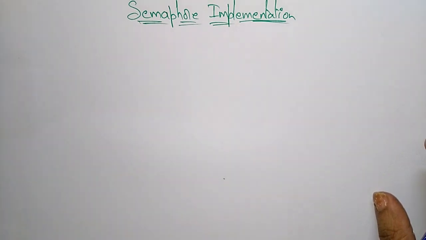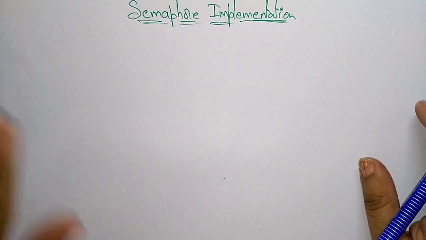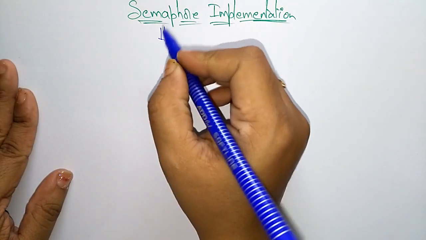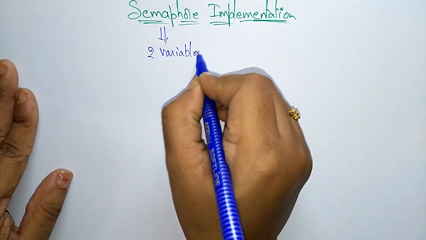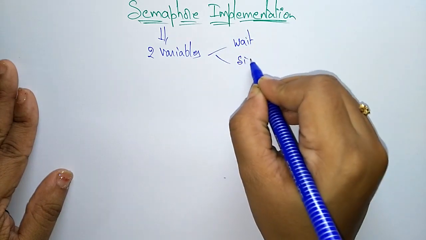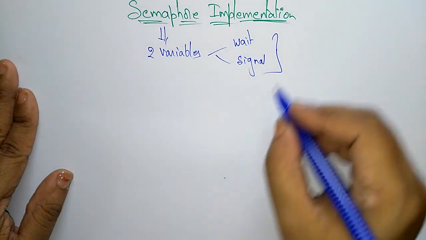In the previous video I just explained what exactly a Semaphore is. Let me explain once again. A Semaphore is nothing but a variable. It has two operations, wait and signal. These are the two which are used to solve the critical section problems.